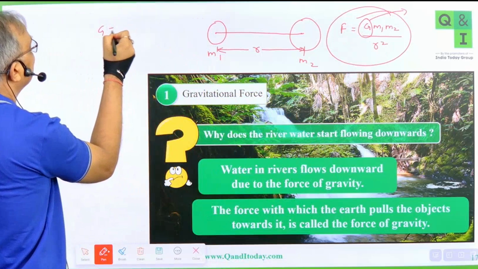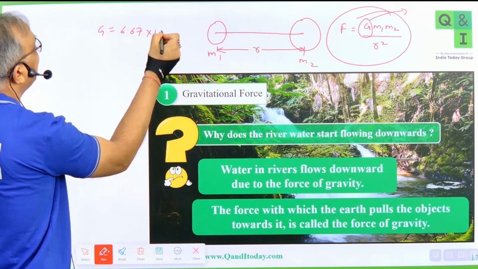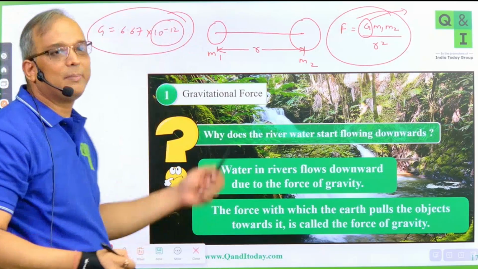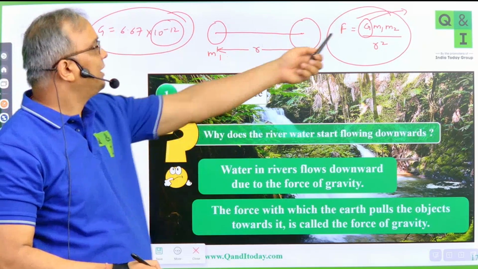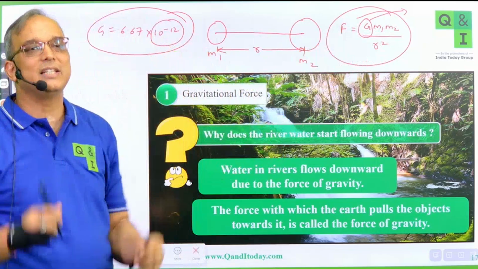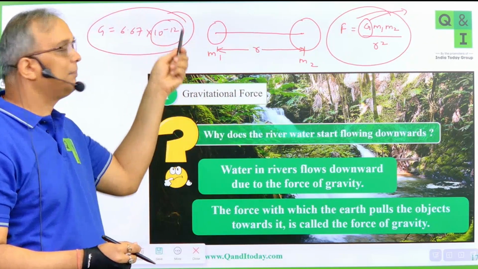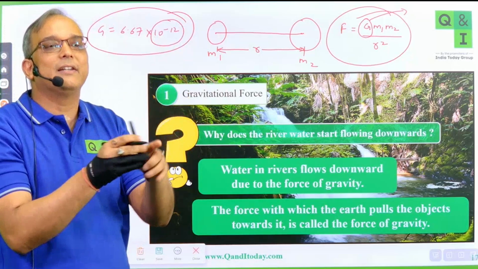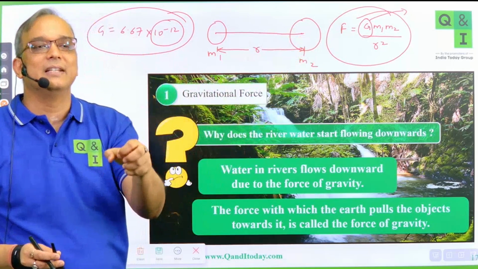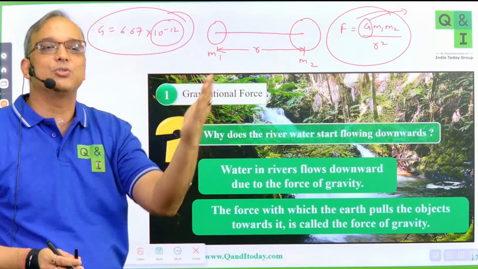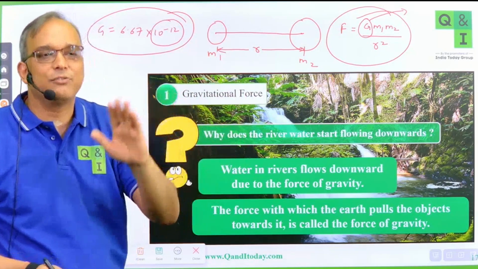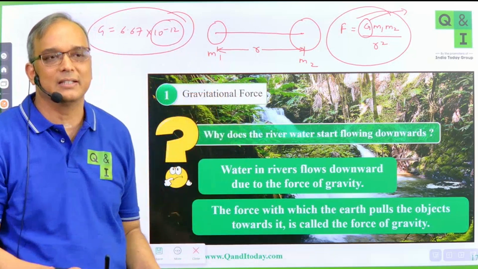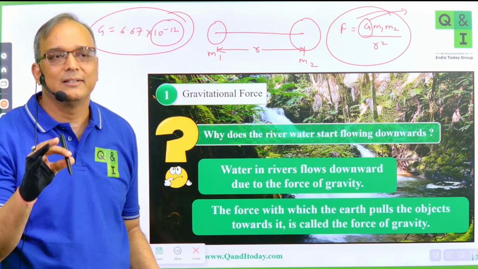So I'll write it here. G is equal to 6.67 times 10 to the power minus 11. So this is a very small value, 10 to the power minus 11, right? If you multiply it with masses of, let's say, 1 kg and 2 kg, still this 10 to the power minus 11 will have an effect. So eventually, if you calculate it, the value of that force will be very small, in the order of 10 to the power minus 11 or 10 to the power minus 10. So that's why you don't observe these two pens to move towards each other. Is it clear?